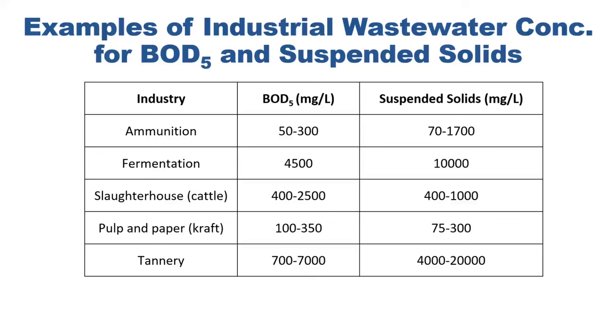For pulp and paper industry, we have 100 to 350 milligrams per liter of BOD5 and 75 to 300 milligrams per liter of suspended solids. For tannery, it's 700 to 7,000 milligrams per liter of BOD5 and 4,000 to 20,000 milligrams per liter of suspended solids.